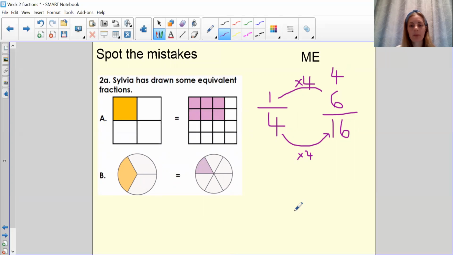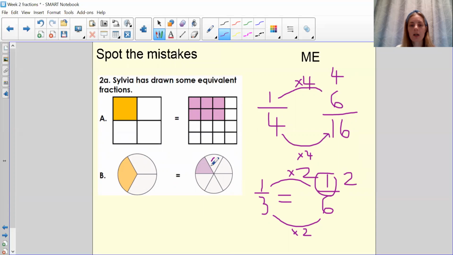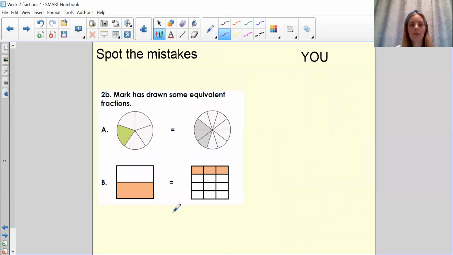Okay, let's have a look at B. I have 1/3 that has been colored in, 1 part out of the 3. And I've got 1 over 1, 2, 3, 4, 5, 6. So 3 times 2 is 6. And 1 times 2 should be 2, not 1. So how many parts should they have shaded here? Good, 2 parts. Right, can you see if you can do this one on your own now? So write the fraction equals, write this fraction and see where the mistake has taken place. So pause the video now and have a go at that.